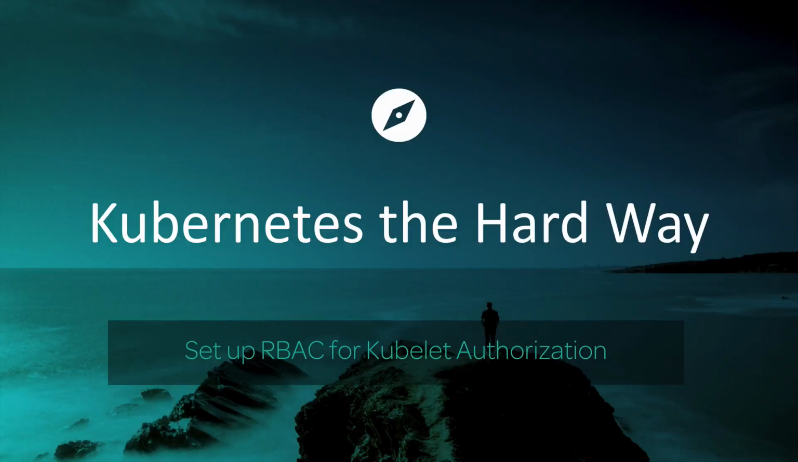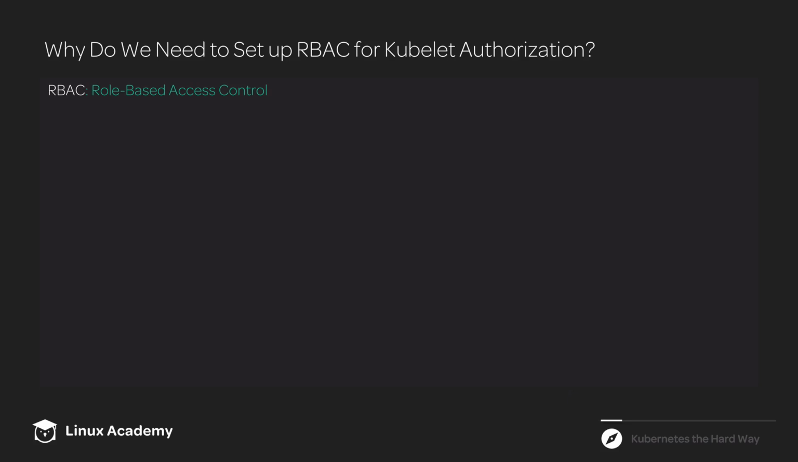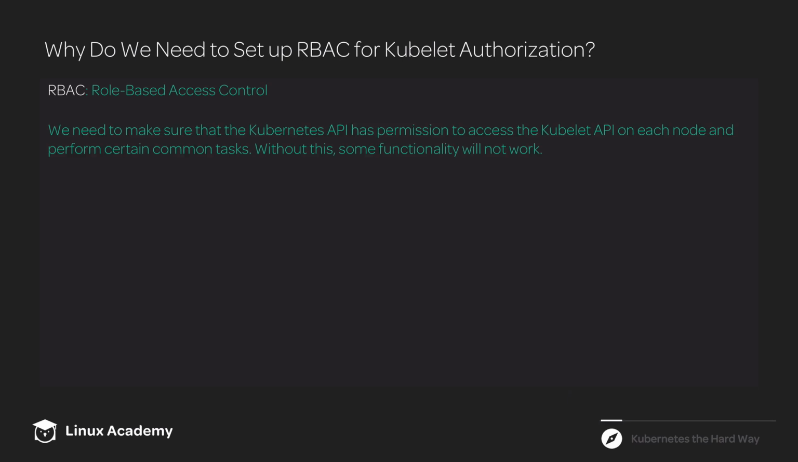Hello, in this lesson we will be setting up RBAC for kubelet authorization. So what is RBAC? Well, RBAC stands for Role-Based Access Control. And it's just the mechanism that we use in Kubernetes to create roles and assign permissions to different users. It's basically the way that we typically do authorization within Kubernetes.